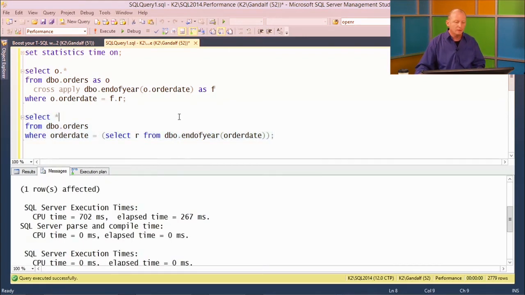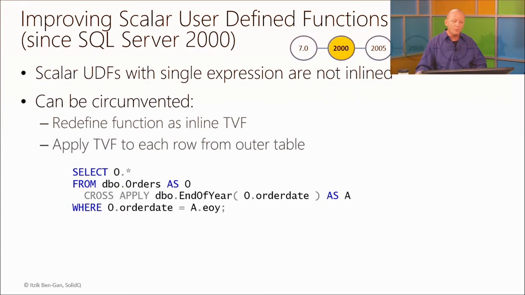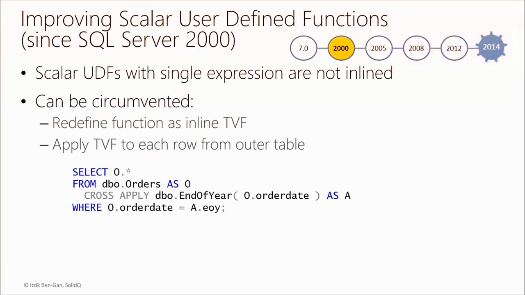So this is what I see today as one of the main use cases for apply in the context of scalar user-defined functions: converting them, as long as they are based on a single expression, to the inline table function form, and then using a cross apply to activate them. All right, so it's not a perfect workaround, but it's certainly better than not having any workaround.